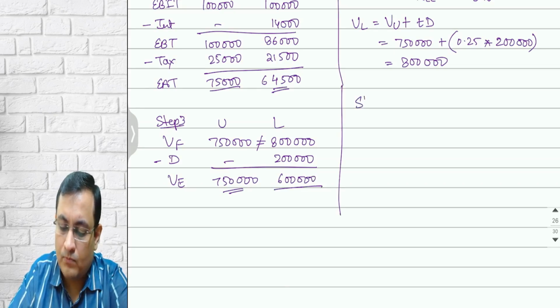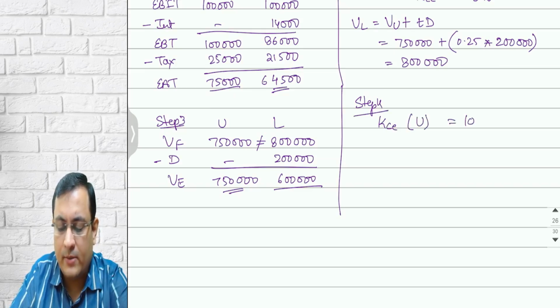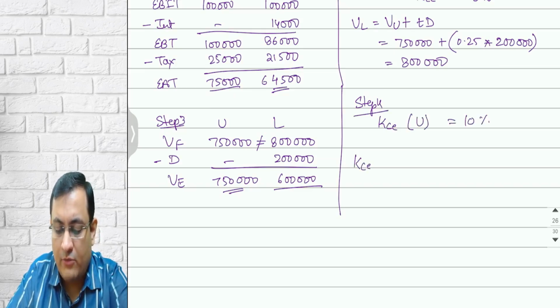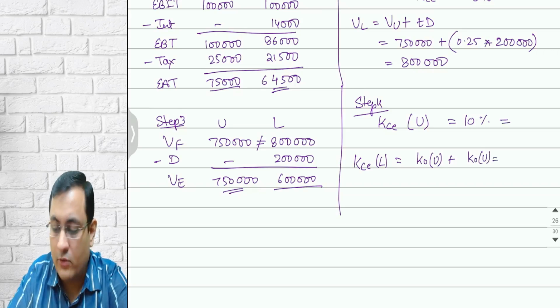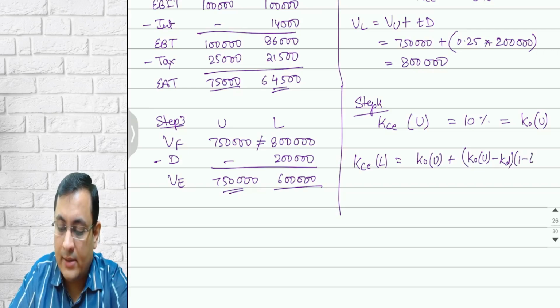Therefore, cost of equity, it's already given for unlevered, it is 10%. Cost of equity for levered is equal to KO for unlevered, plus (KO for unlevered minus cost of debt), which is also equal to cost of equity, minus cost of debt, times (1 minus tax), times D upon E.